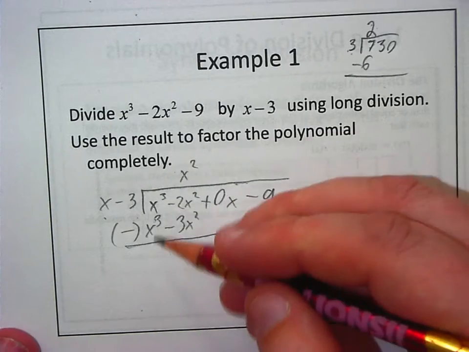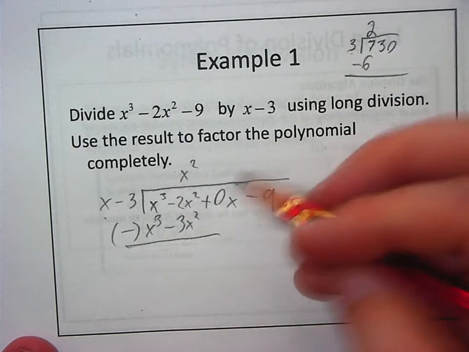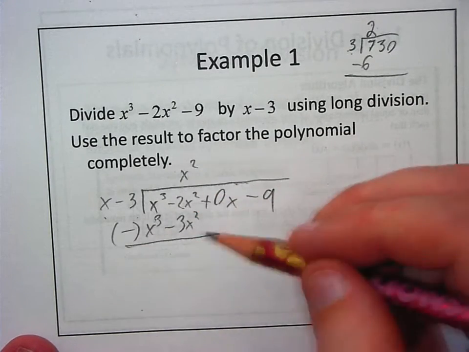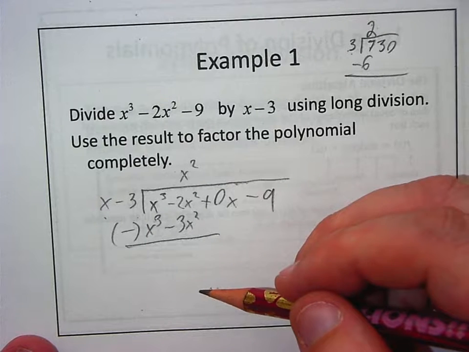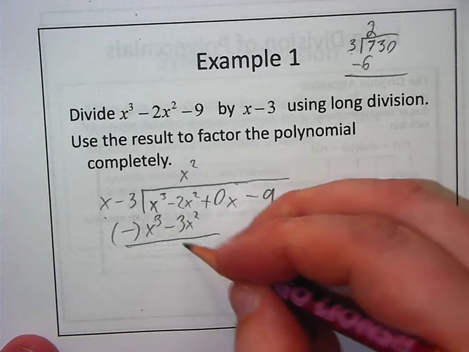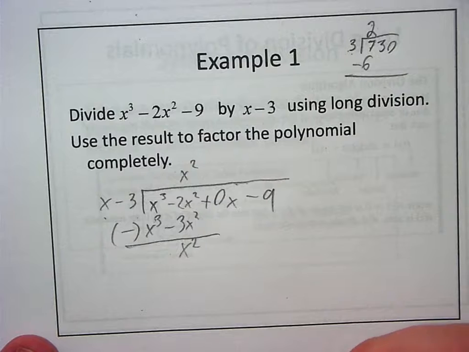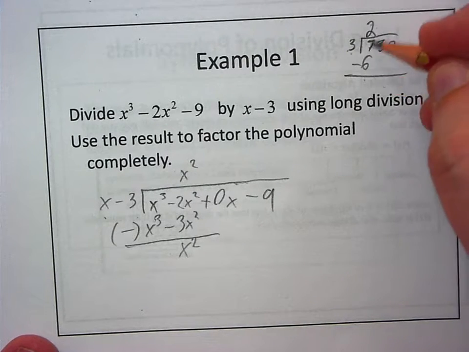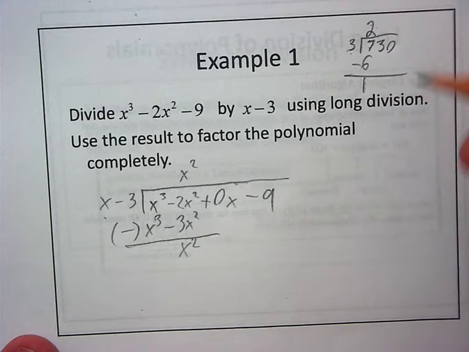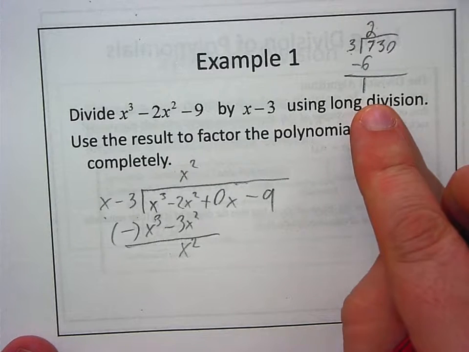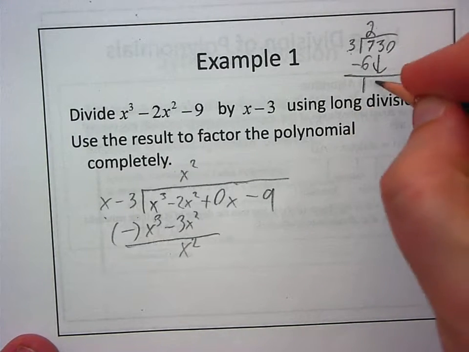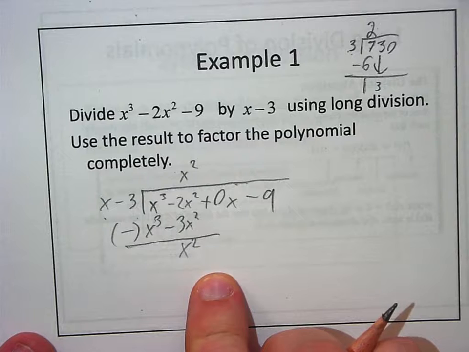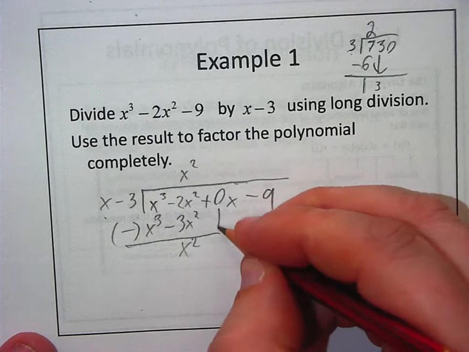When I subtract these, the x cubes cancel. That's why we chose them. Negative 2x squared minus negative 3x squared gives me just 1x squared. Here I do the same thing. 7 minus 6 gives you 1. What do I do next up here? Bring down 3. Bring down the 3. So what do I do next here? Bring down the 0. Bring down the linear term, yep.